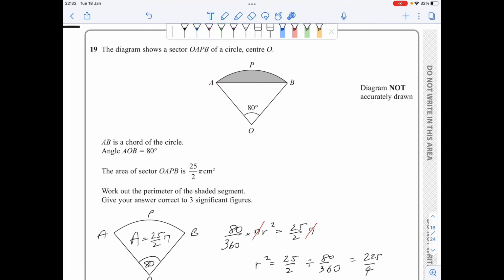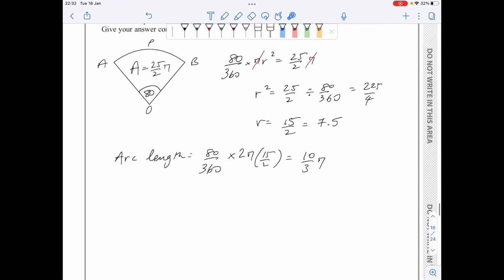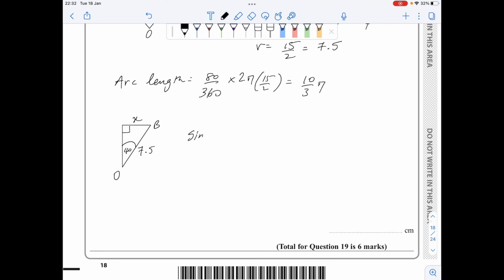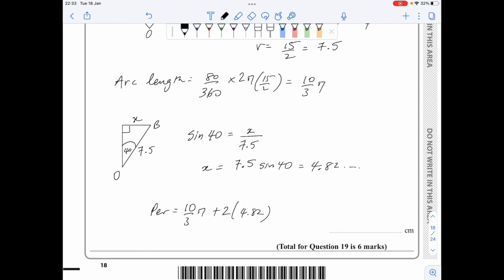Now you can use, since you know the radius, which is 7.5, either the cosine rule, or you can split this isosceles triangle into two right angle triangles and use that one. This is the method I will use. I'll split into two right angle triangles. Here is what I have. So using the sine ratio, sine of 40 equals to opposite, which is x, over hypotenuse. So x equals to 7.5 times sine of 40. This will give me 4.82 dot, dot, dot. So the perimeter of the shape is 10 over 3 pi plus twice 4.82 dot, dot, dot. And this will give me 20.1 to three significant figures.